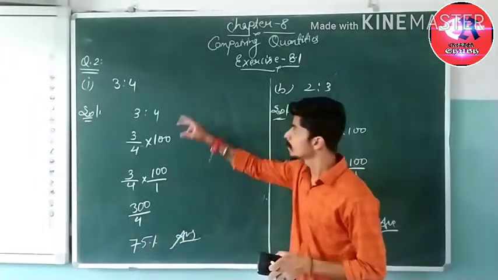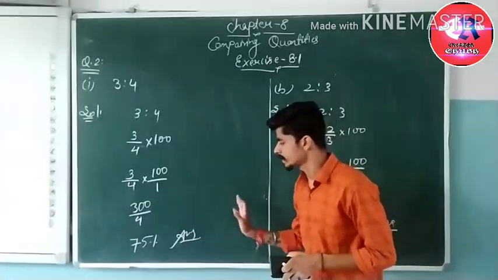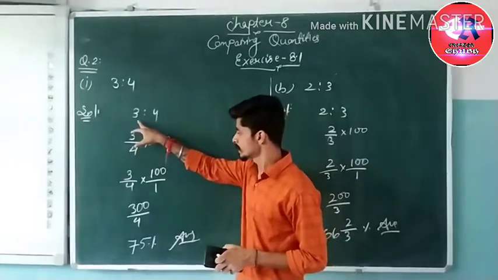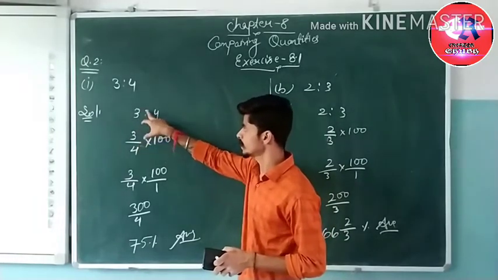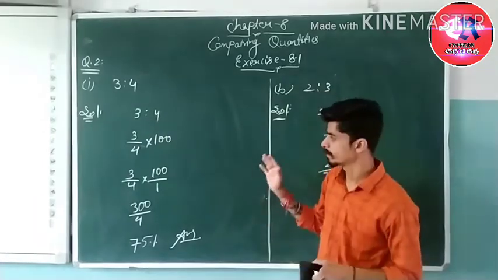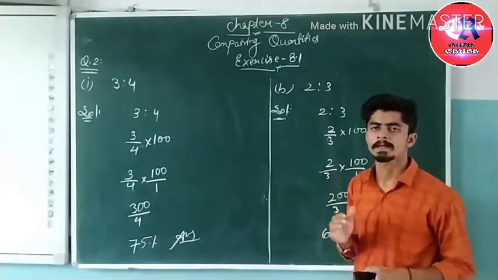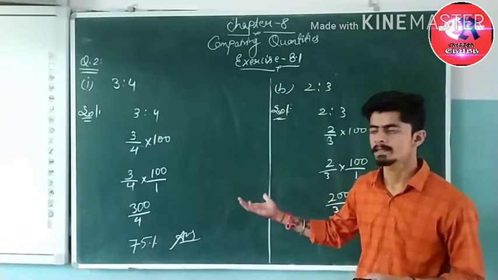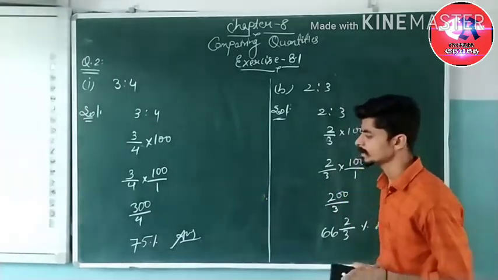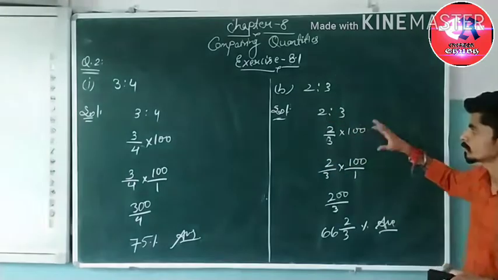That means 3:4 is 75%. We converted 3:4 into the fractional form, after that multiplied with 100, multiplying numerator by numerator and denominator by denominator. After simple division, we get the answer. This is 75%. Similarly, 2:3 we have to convert into a percentage.